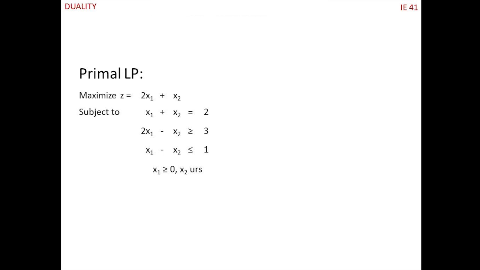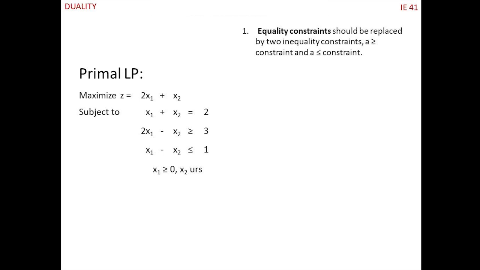You can opt to convert this non-normal LP into a normal LP by following these steps. Number 1, equality constraints should be replaced by two inequality constraints: a greater than or equal to constraint, and a less than or equal to constraint. x sub 1 plus x sub 2 is equal to 2 becomes x sub 1 plus x sub 2 is less than or equal to 2, and x sub 1 plus x sub 2 is greater than or equal to 2.